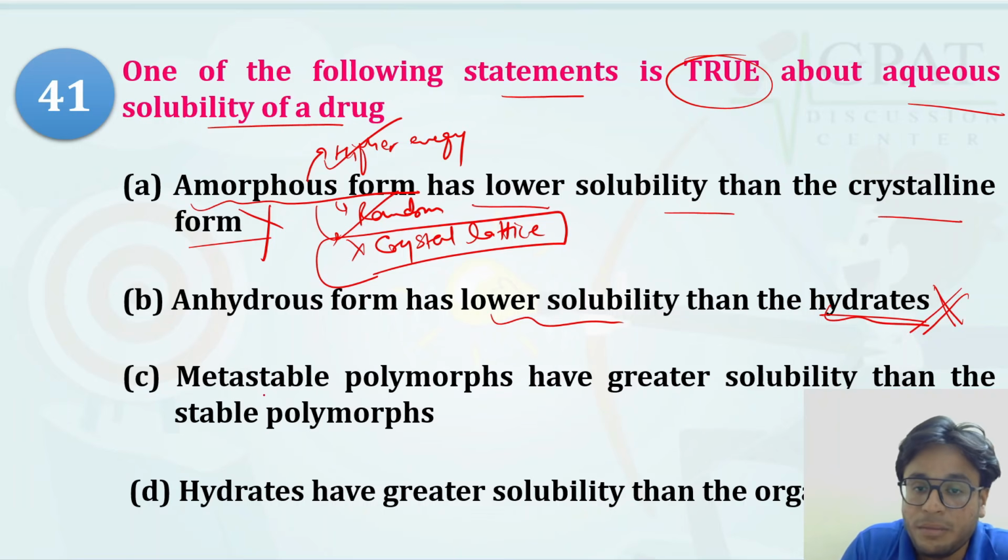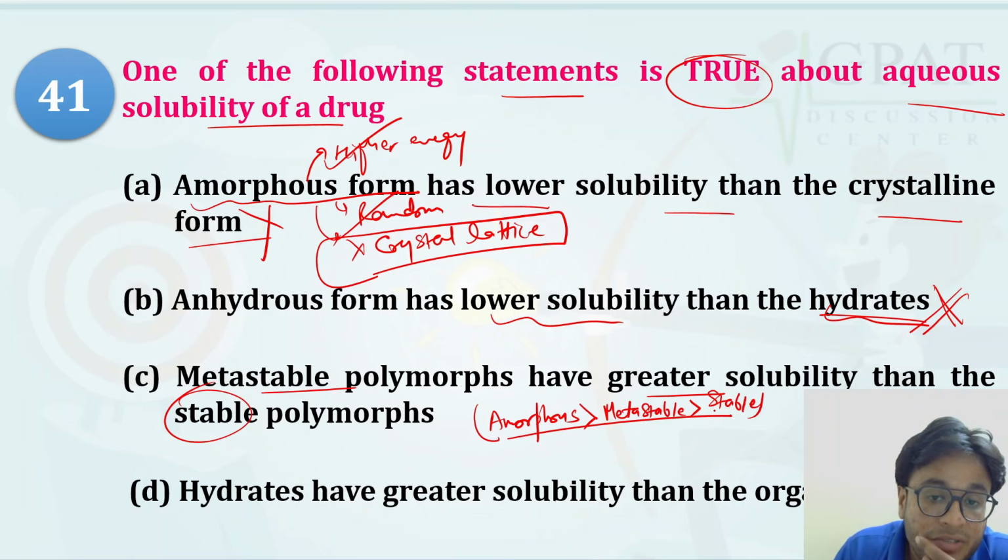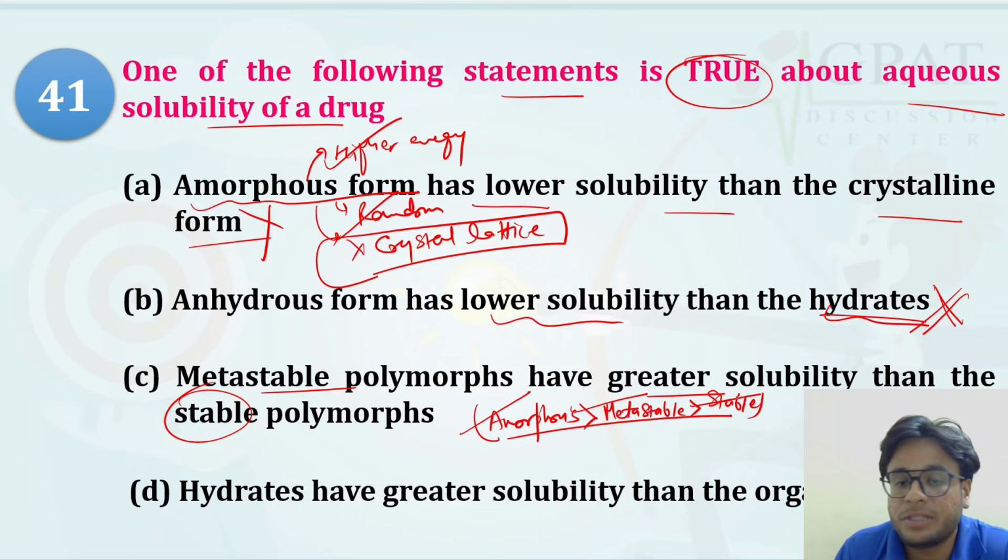Option C: the metastable polymorphs have greater solubility than the stable ones. Yes, the metastable polymorph has a greater solubility because of the order of stability. The most unstable is the amorphous, then we come to the metastable forms, and then the stable forms. This is the decreasing order of stability. So C is going to be the correct answer.